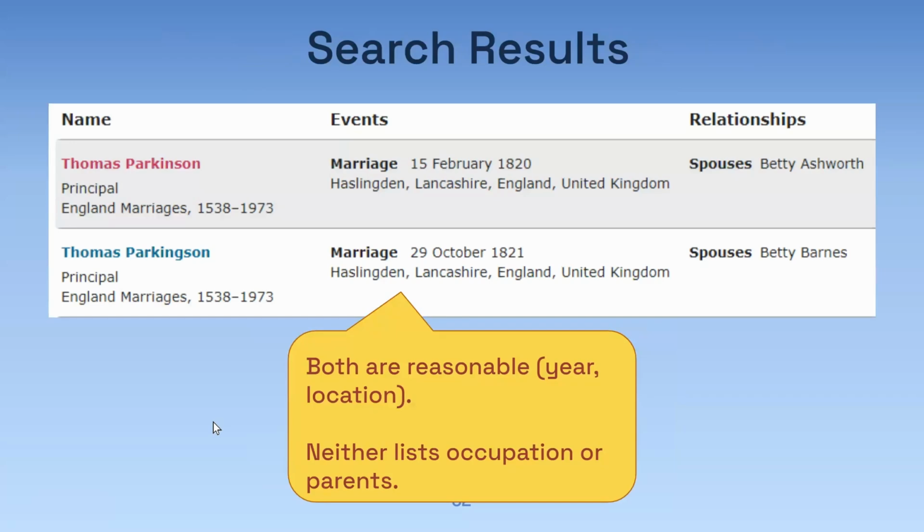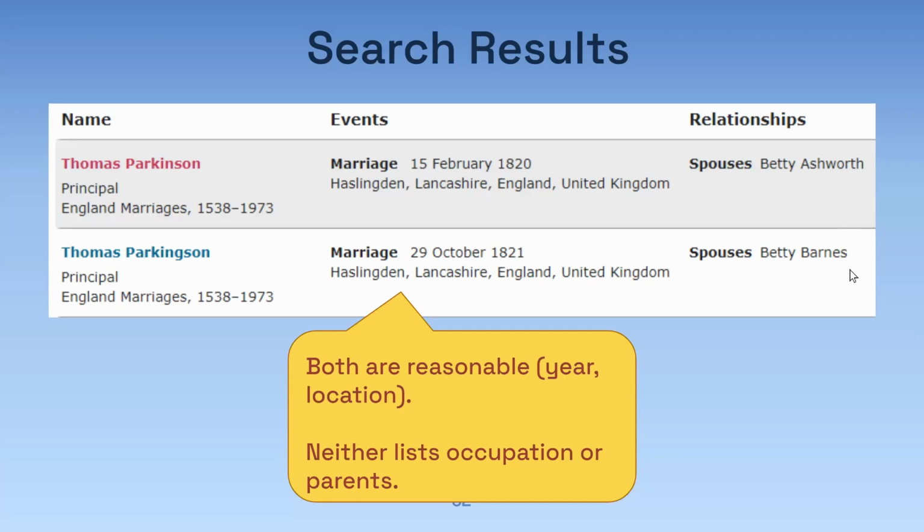Oh my goodness. So Thomas Parkinson and Betty, that's not an uncommon name, apparently, because within our very narrow parameters, we came up with two possibilities. Both of them are reasonable. And just to save us a little time, I'll tell you that I actually looked at the images and there was nothing on these images as far as occupation or parents or residence or anything that would tell these two people apart. The only thing we know is that one Betty is Betty Ashworth and the other Betty is Betty Barnes. And we have no way of knowing which one of these gals is our gal that we're looking for, the mother of William.